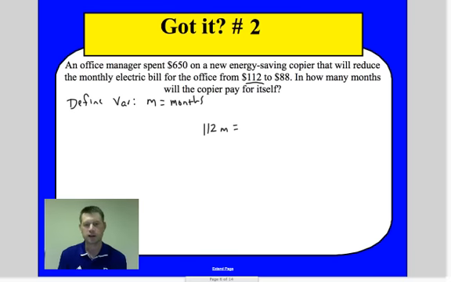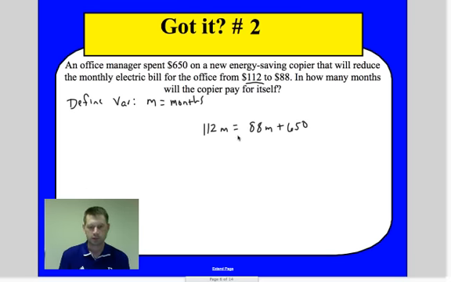Well, what we're saying now is we're going to see what that's equal to when we get this new copier, which is now $88 a month, but we paid a one-time fee to purchase it, which was $650. So we set up our equation that way. First, we cover the new copier part up, and we have the old copier. We're asking when will it pay for itself, so essentially we will equal what we were paying before.